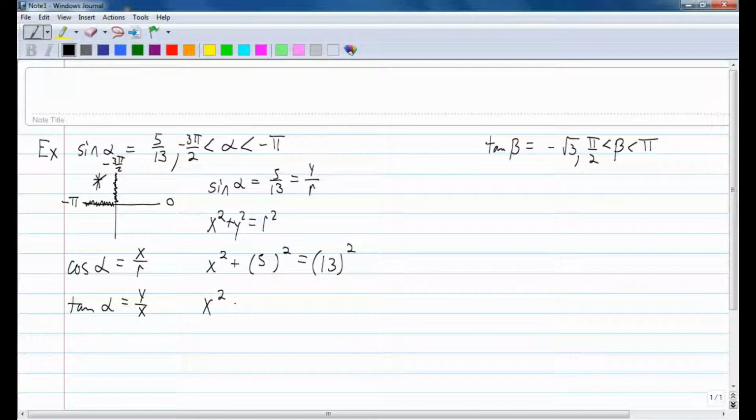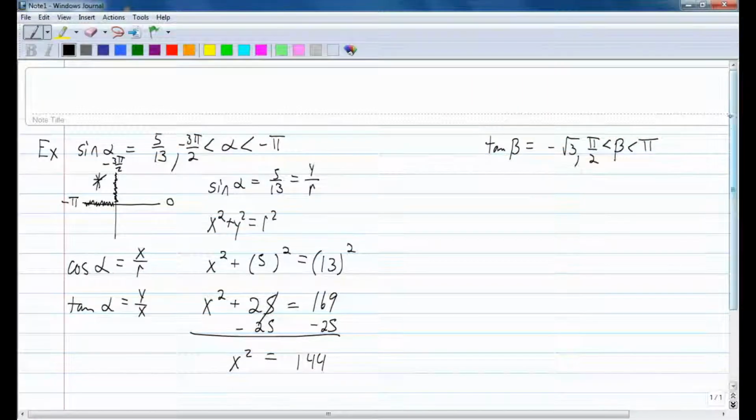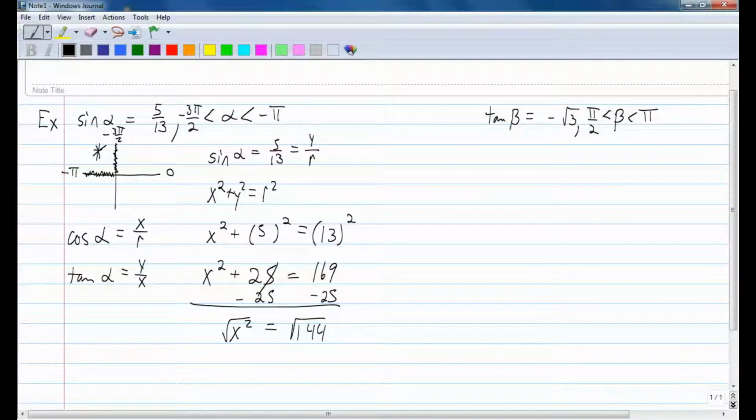Now, that'll give us x squared plus 25 equals 169. So x squared equals 144. So if you took the square root of both sides, you would get plus or minus 12. Since we're in the second quadrant, the x's are negative. So x needs to be negative 12.